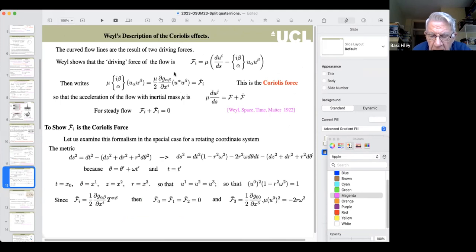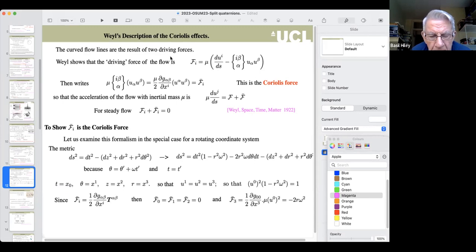Okay. Now, while I was in lockdown again, I read, once again, Weyl's Space-Time-Matter. And Weyl actually has a description of this Coriolis effect in terms of the geometry that he was inventing and discussing. And he showed that the curved flow lines, Synge made a very important contribution in this as well, the energy momentum flow lines, resulted from two driving forces. When you looked at the accelerations, there seemed to be two driving forces for the flow.